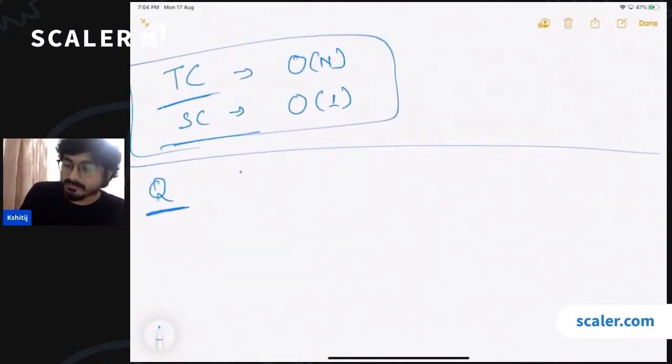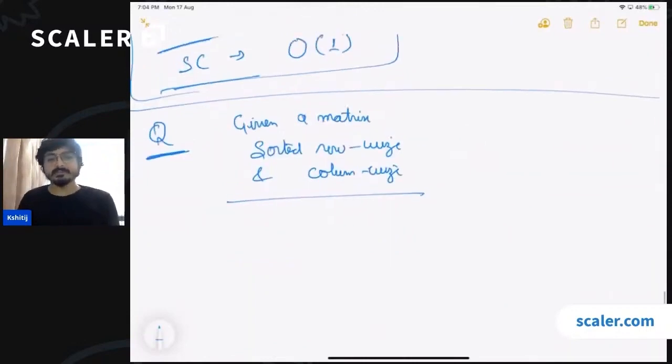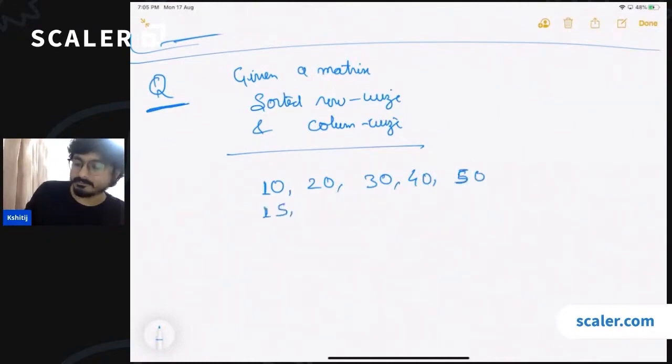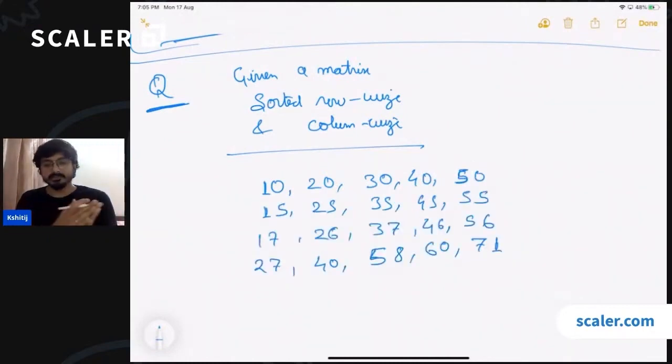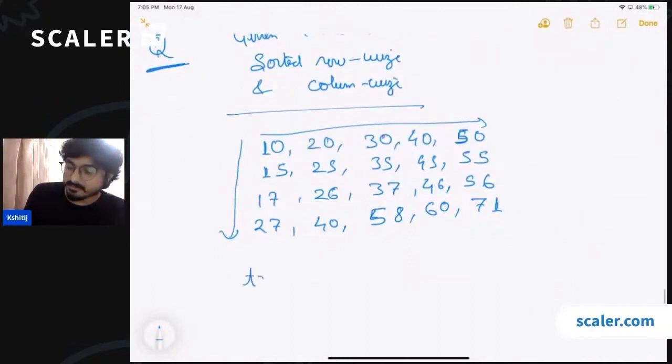In the next problem, you are given a matrix. This matrix is sorted row wise. All the rows of the matrix are sorted and all the columns are also sorted. What is a matrix? A matrix is nothing but a two-dimensional array. So all the rows are sorted in ascending order and all the columns are also sorted in ascending order. So here we have a sorted matrix. You can quickly observe all the rows are sorted in ascending order and all the columns are also sorted in ascending order. You are given a target and you have to search the target in this matrix.